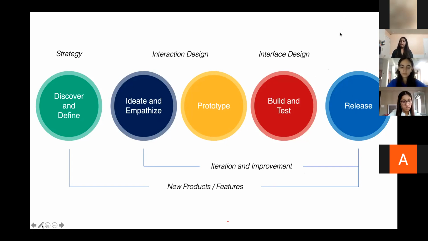You could be in the building phase and you realize that something that you designed is completely wrong and you might have to go back to prototyping. Or if you're prototyping something and you realize one of your users you've defined is wrong or not needed, you have to go back to the ideate and empathize phase. And that's really what it means to be iterative.